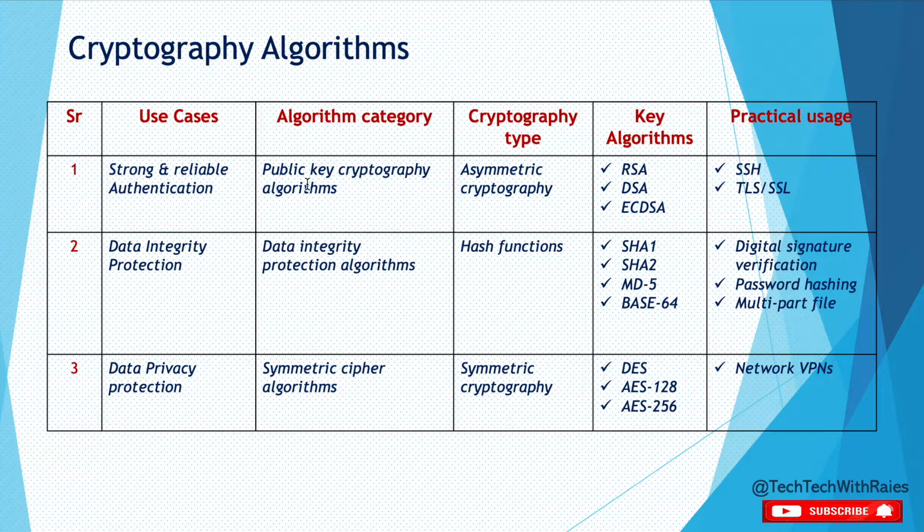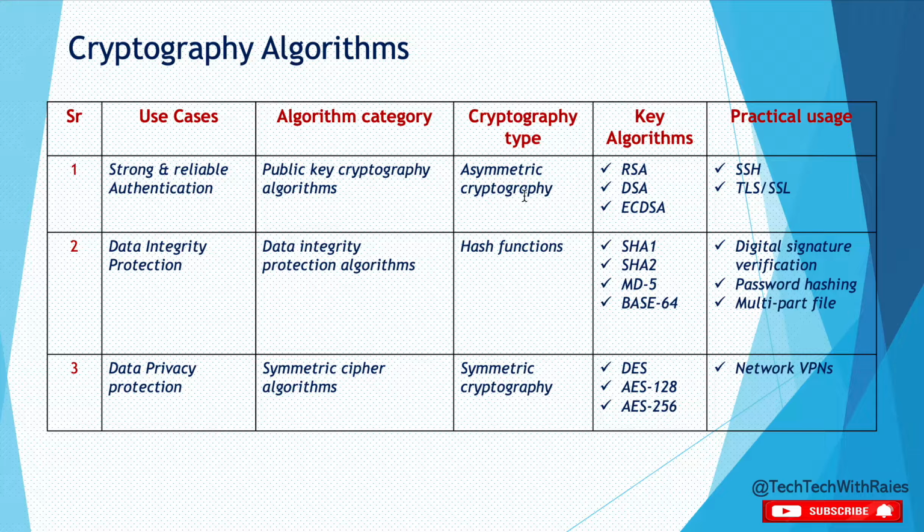So the public key cryptographic algorithm is basically an asymmetric cryptographic type. We'll discuss all those steps, what is asymmetric or symmetric. Symmetric cipher algorithms are based on symmetric cryptography, and for data integrity protection algorithms, the type is basically hash functions. All those things we'll discuss in further slides.